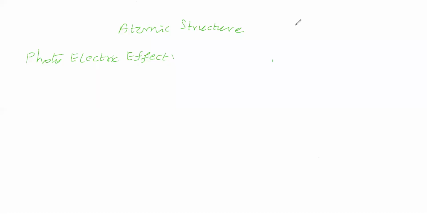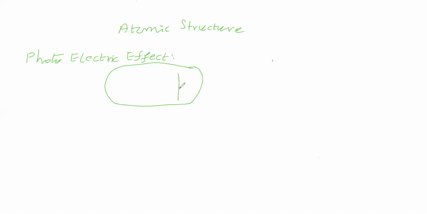Let us start atomic structure. In atomic structure, we will see the photoelectric effect. In the photoelectric effect, we will see how the electrons move. In this, we will take the anode, which is present in a vacuum quartz tube.